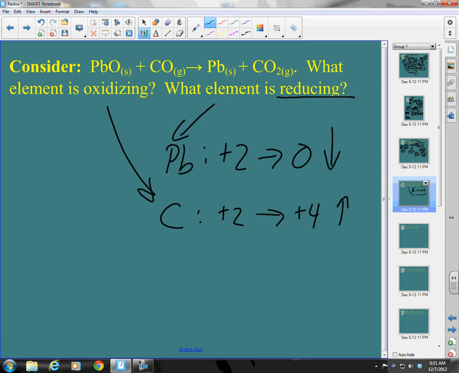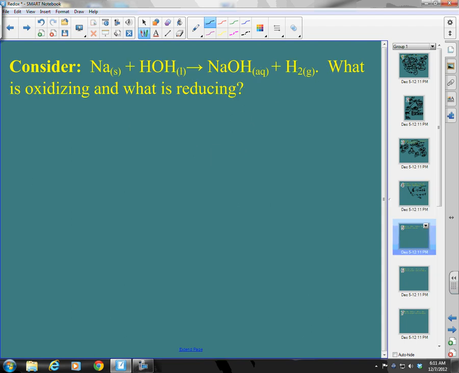Good. And what's happening to electrons? How do I go from +2 to 0? Well, this guy gains 2 electrons. How does carbon go from +2 to +4? It loses 2 electrons. Got it. Hey, this is easy. Next. Okay. You guys try doing this one.